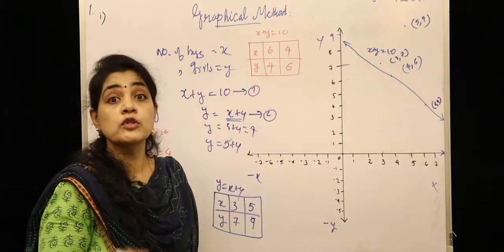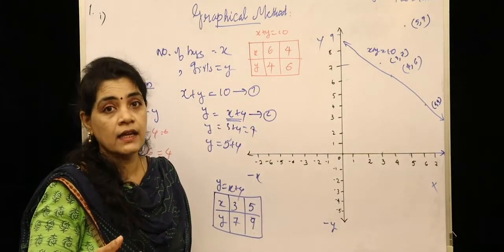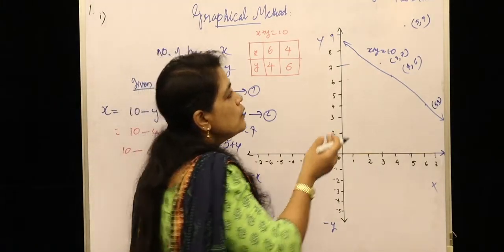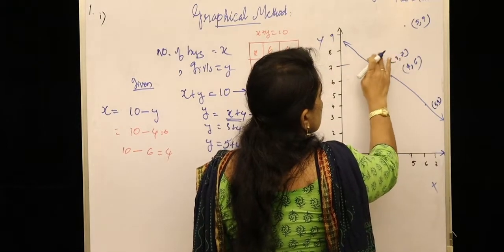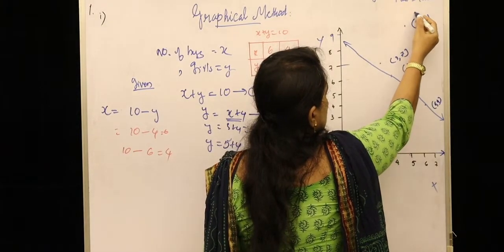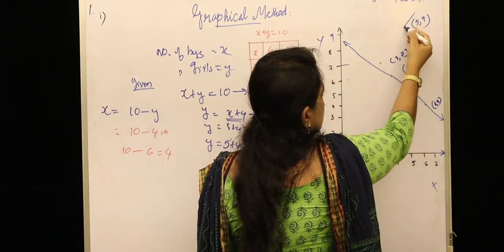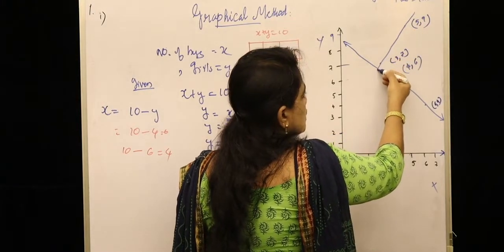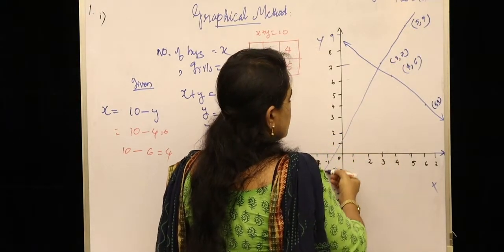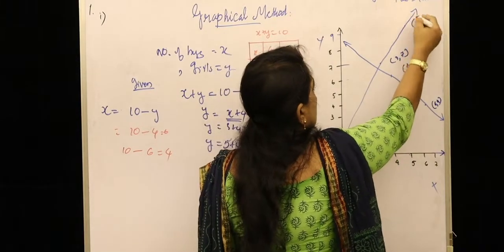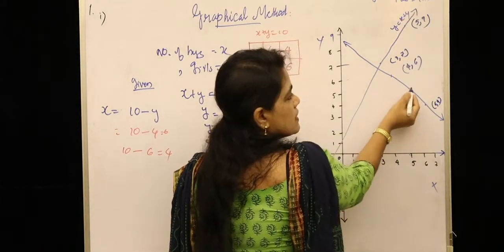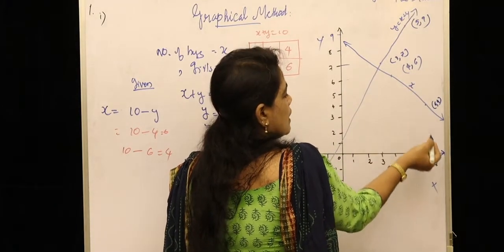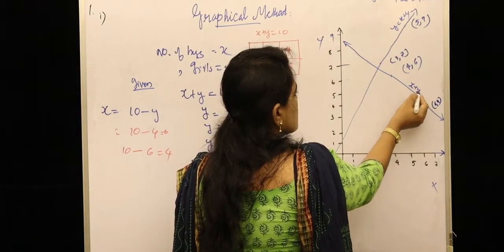Okay, now we have 2 points for the second line, second equation. Using a scale would be better. You can draw a straight line passing through these 2 points. This line represents y is equal to x plus 4, and this is the equation line for the graph for x plus y is equal to 10.